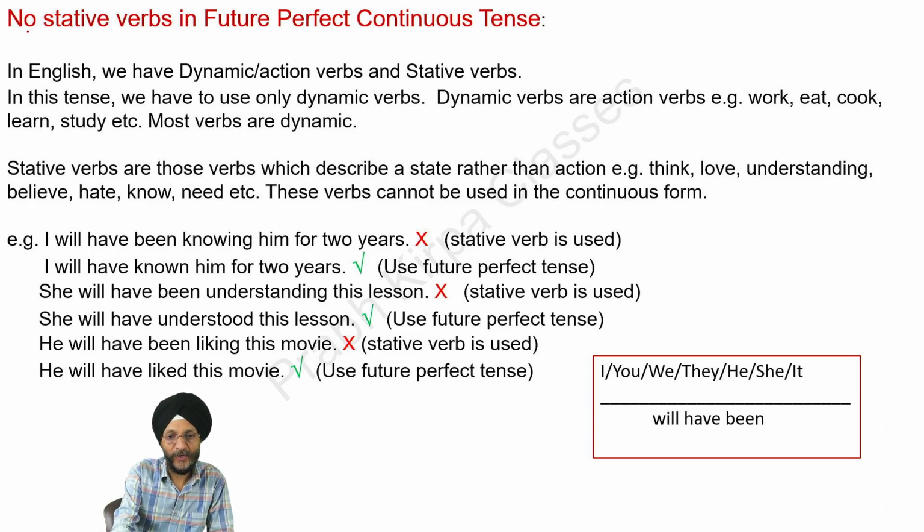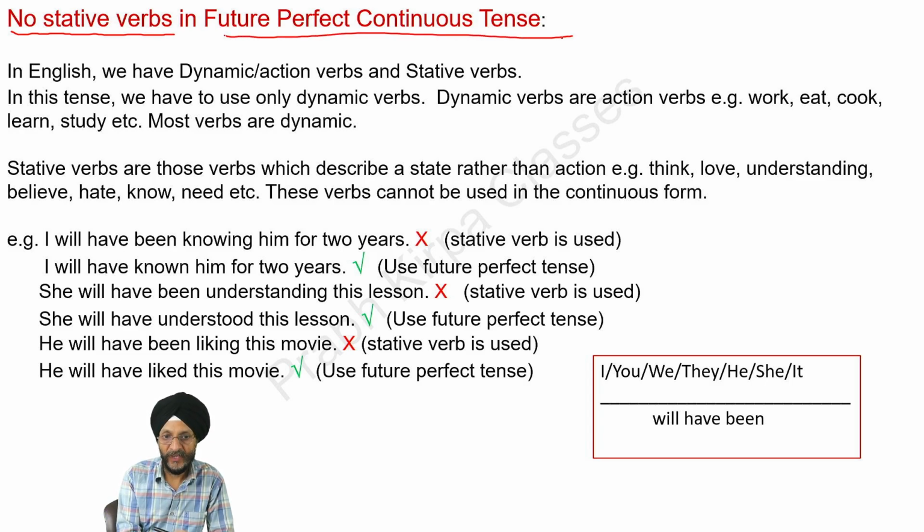Now, an important point to remember is that we are not to use stative verbs in future perfect continuous tense. In English, we have two types of verbs. First is dynamic or action verbs, and another are stative verbs. In this tense, we use only action or dynamic verbs. Dynamic verbs are action verbs, and examples are work, eat, cook, learn, study, etc. Most verbs are dynamic.